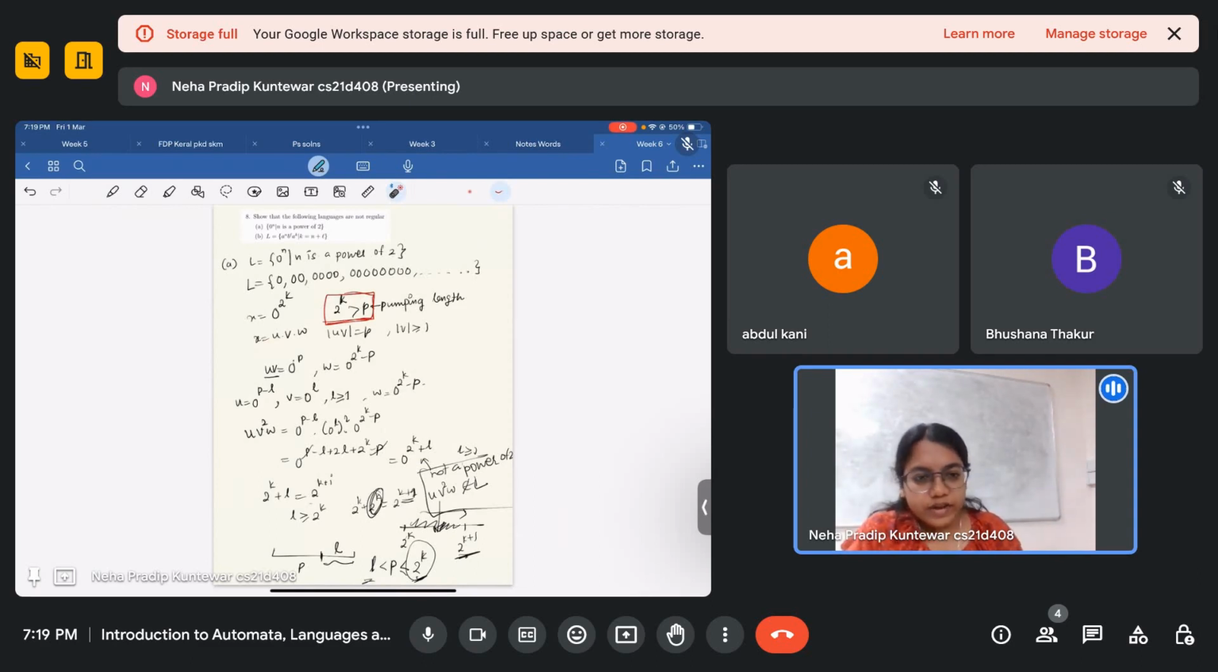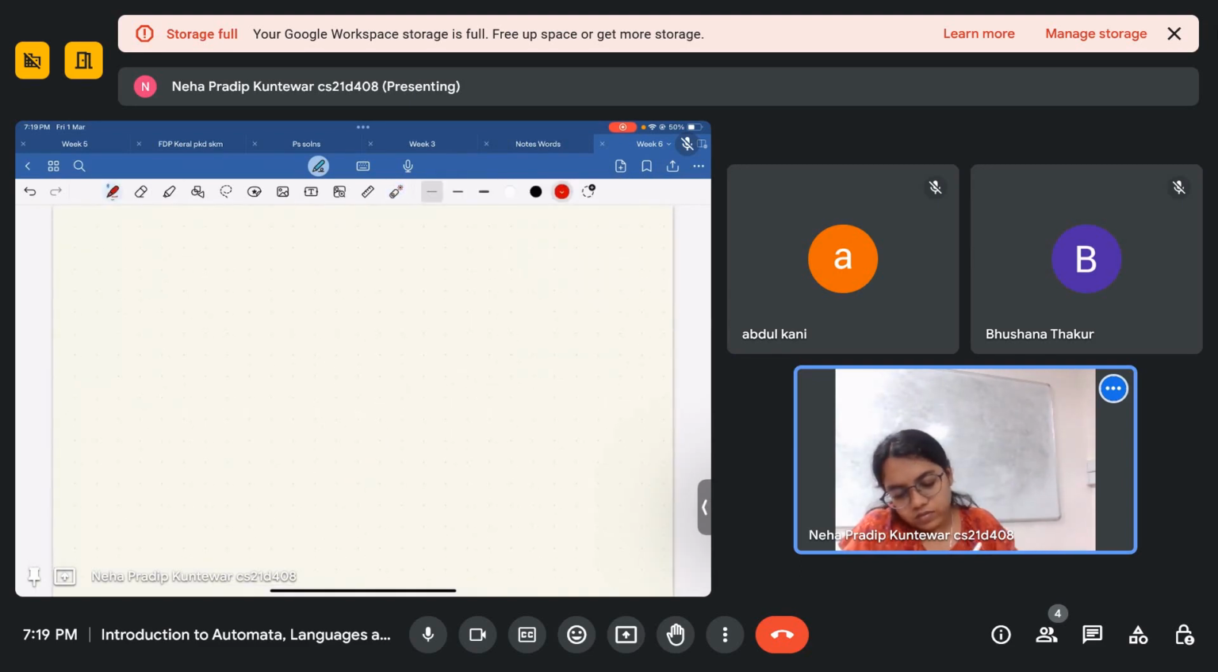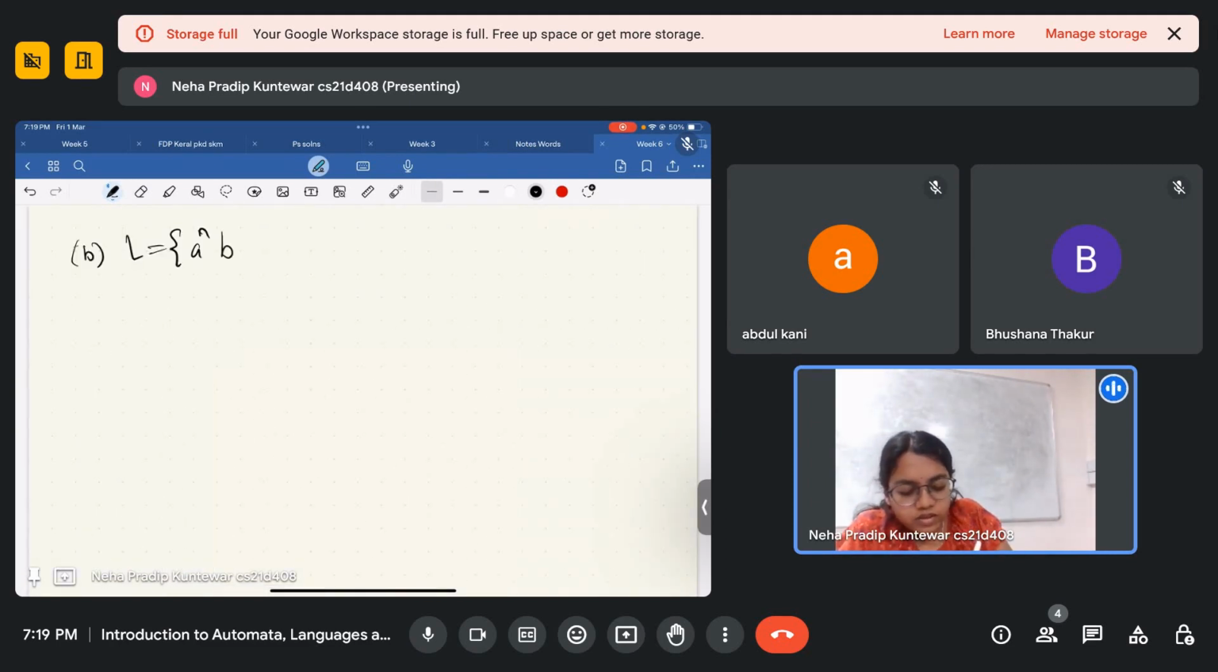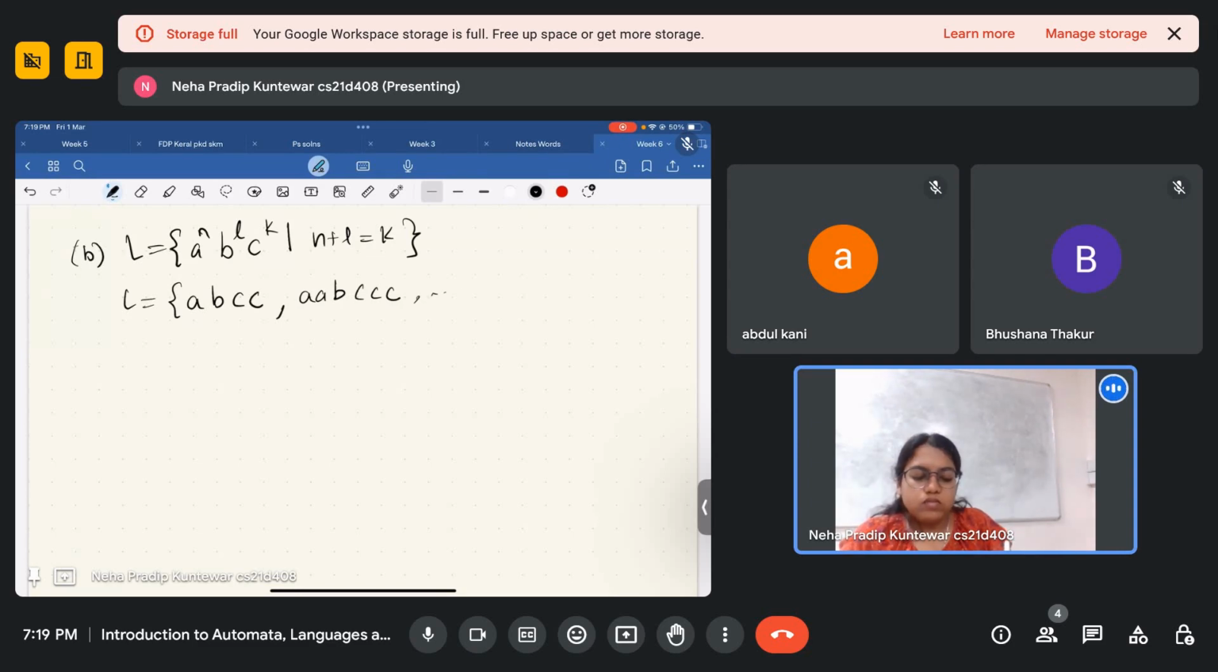Now, let's look at the final question. Part B says that L is a language of the form a to the n, b to the l, c to the k, where n plus l is equal to k. Okay, so what does this look like? This is nothing but strings of the form maybe A, B, C, C, then maybe A, A, B, C, C, C, and so on. Strings like this.